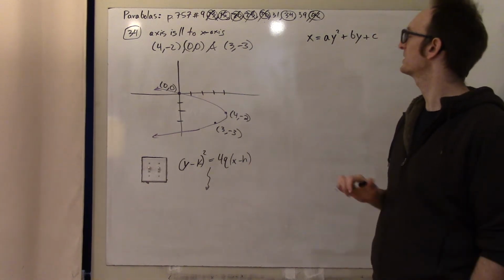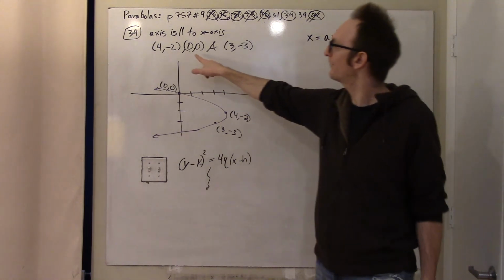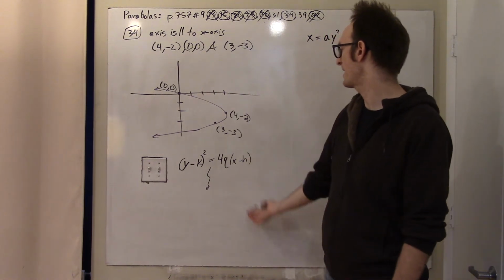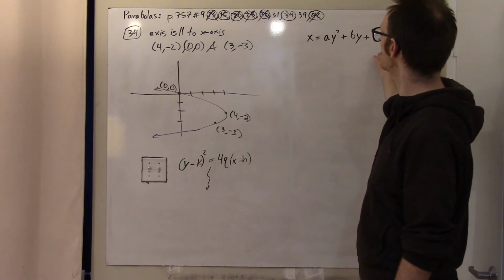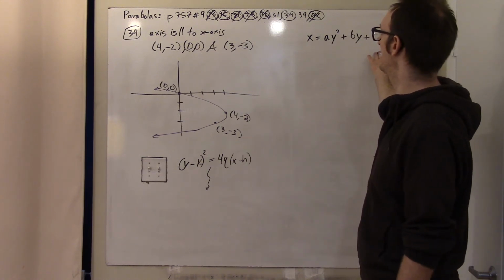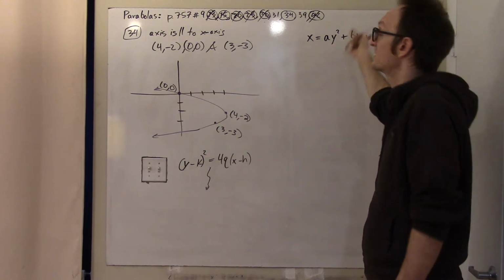But now, for example, the fact that this parabola goes through (0, 0), when I plug that in, I immediately get that the only way for that to be true is if c is also 0.